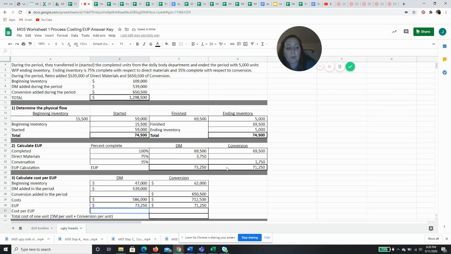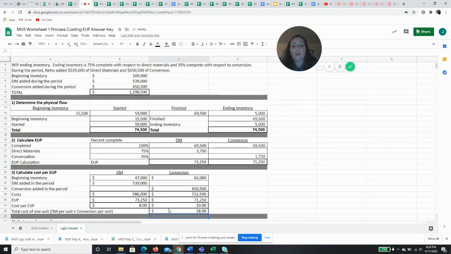So our cost per EUP for direct materials is our total cost of 586,000 divided by 73,250 EUP, or a total of $8 per unit. On the conversion side, we're going to take our total cost of 712,500 and divide it by our EUP of 71,250 units. We're going to get a cost of $10 per unit. And if I add my direct materials cost per unit to my conversion cost per unit, my total cost per unit for the ugly head department is $18 per unit.